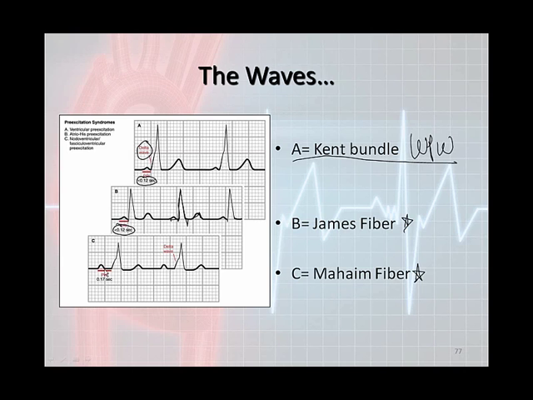And of course, the Mahaim fibers, you're going to have a delta wave here, but you're also going to have a normal PR interval because the Mahaim fiber does not bypass the AV node. The James fiber and the Kent bundle both bypass the AV node. The Mahaim fiber does not, but it will still get you a delta wave. So in a Mahaim fiber, you'll have a normal PR interval with a delta wave.